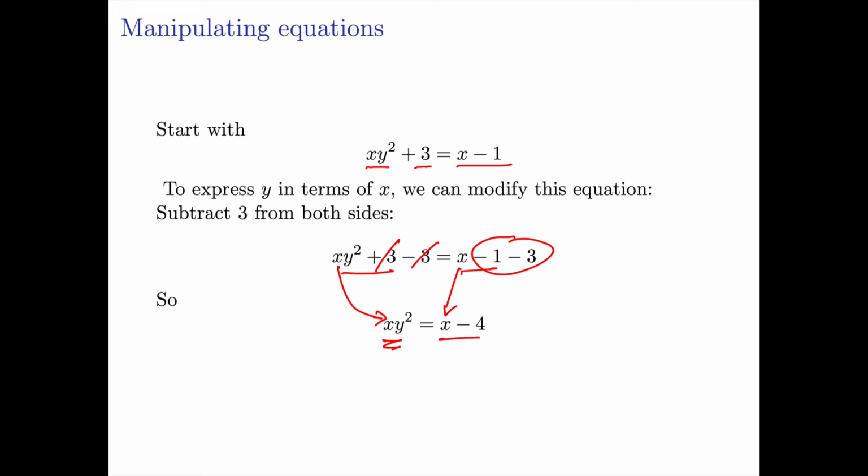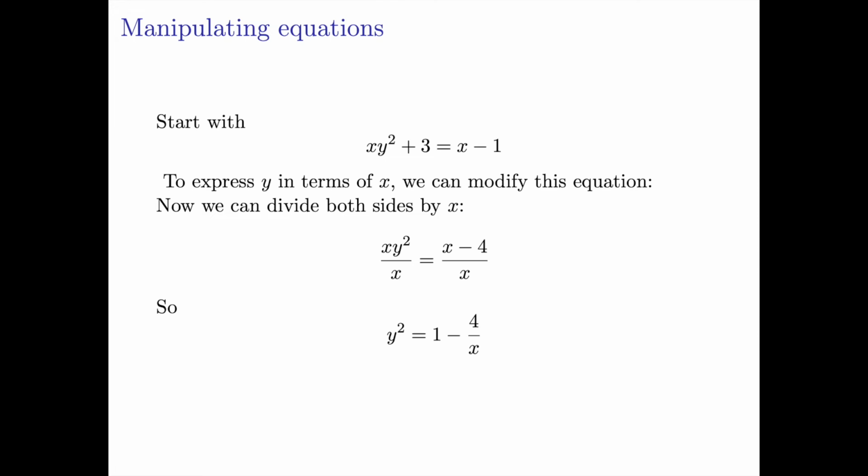Now what are we going to do? Well, we could divide both sides by x. So if we divide both sides by x, on the left side, xy squared, dividing it by x. Remember, the right side was x minus 4, and we divide that by x. On the left side, we cancel out the x's. That leaves us with just y squared.